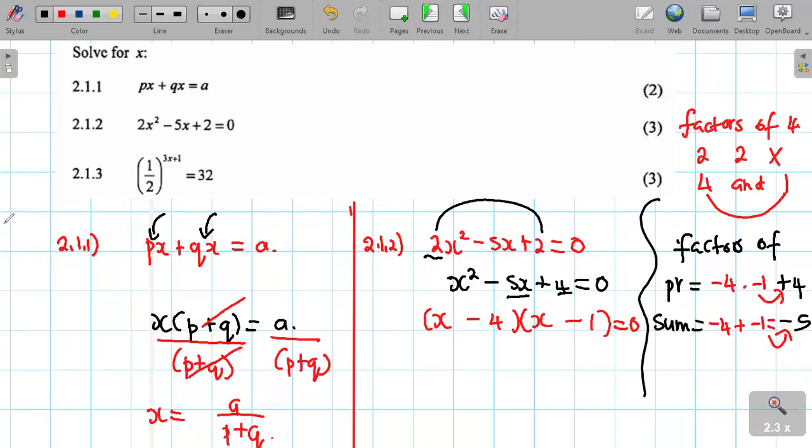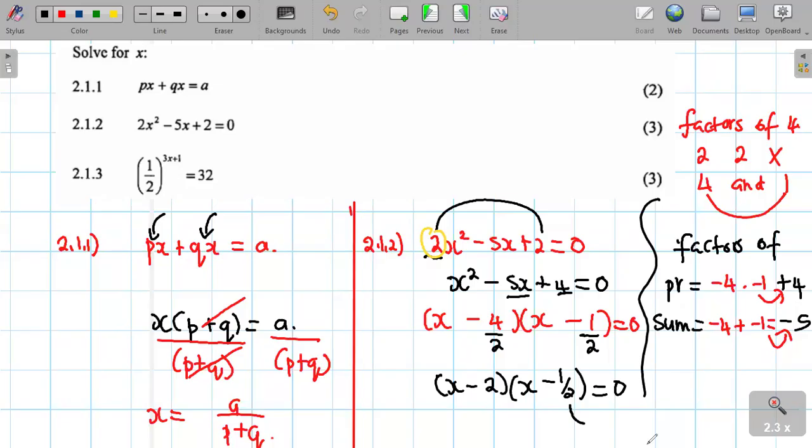Guys, don't forget that we multiplied by 2. I'm now returning it back. I've multiplied by 2, so I'm going to divide by 2. Remember, I just multiplied by 2 earlier. So I'm going to have (x minus 4) divided by 2, which is 2, and (x minus 1) over 2, which equals 0.